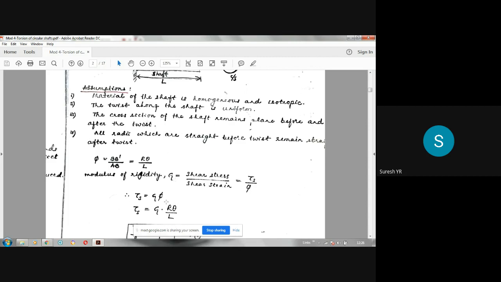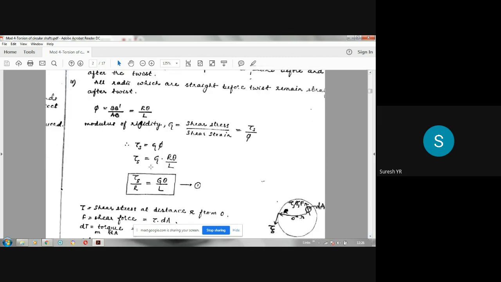G into phi. Now substitute for phi as r theta by L. Phi is nothing but r theta by L. Substitute this here. Now, if you simplify this, what is it that you are going to get? Tau s divided by r is equal to G theta by L. So this is one expression. Starting from the definition of phi and G, we have arrived at this. We call this equation 1.